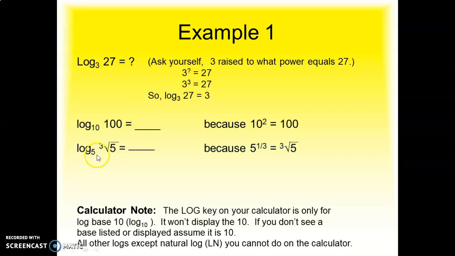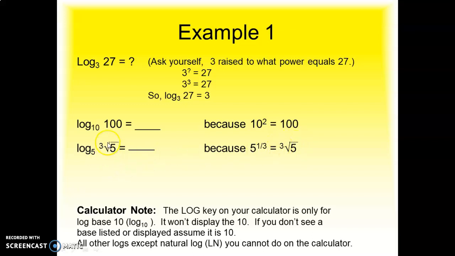This one's a little bit trickier. 5 to what power is the cube root of 5? Now remember, fractional exponents actually become roots. The denominator of the fraction becomes the cube root. So it's like 5 to the first inside of the root with the cube root on the outside.